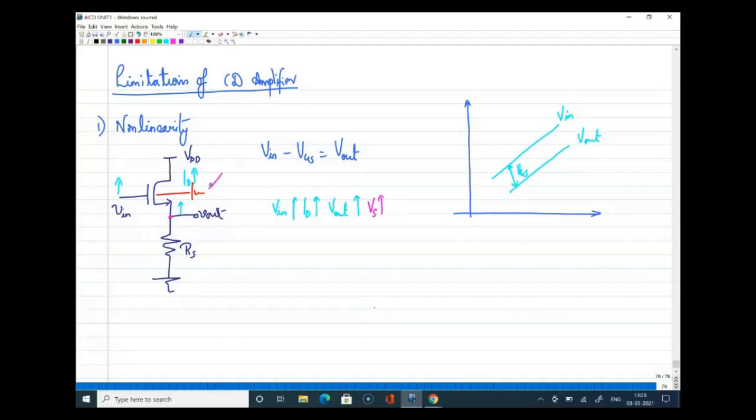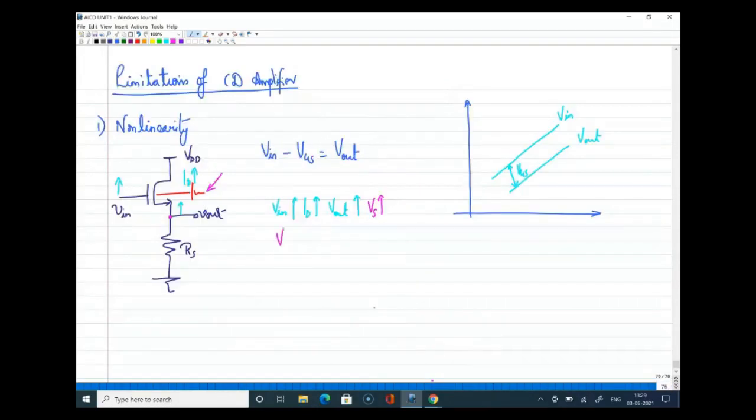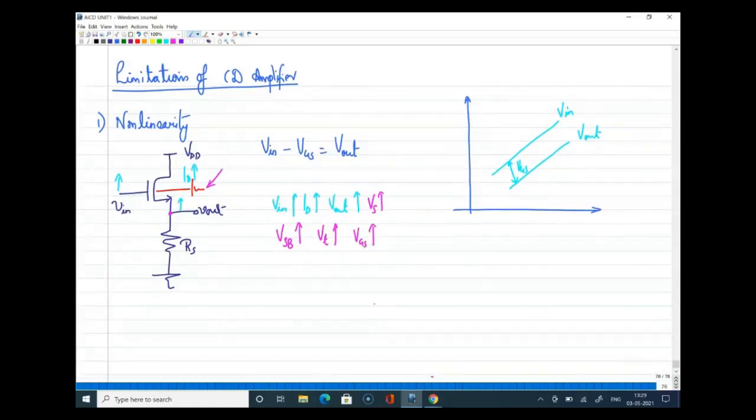Now what is happening when we consider the body? If the source voltage is increasing, your VSB voltage will in turn increase. So what happens if your VSB increases? We know that will lead to a change in threshold voltage, or VT. Now if VT is changing, definitely your VGS will change. How? We know that VGS is equal to VT plus the square root of 2 ID by mu Cox W by L. Now with all these changes, if VT is varying, your VGS will vary. What is the meaning of that for us?